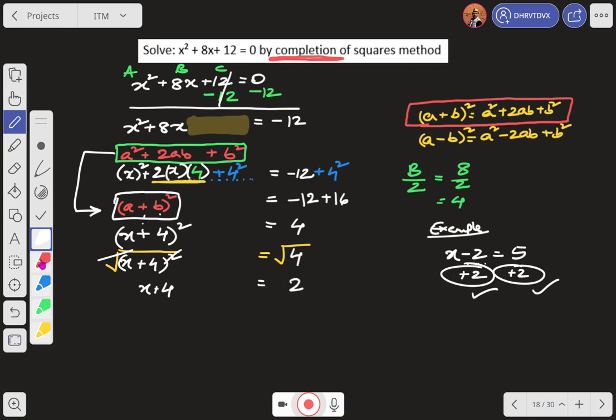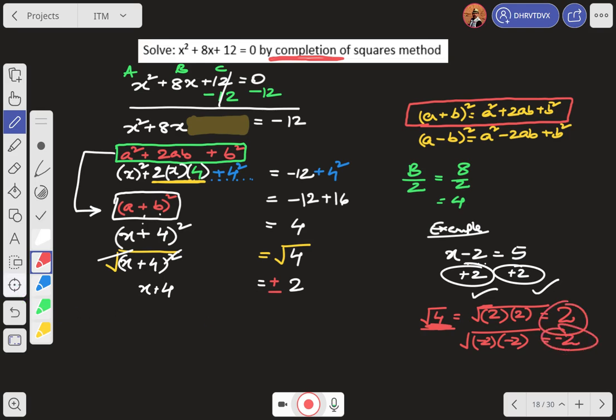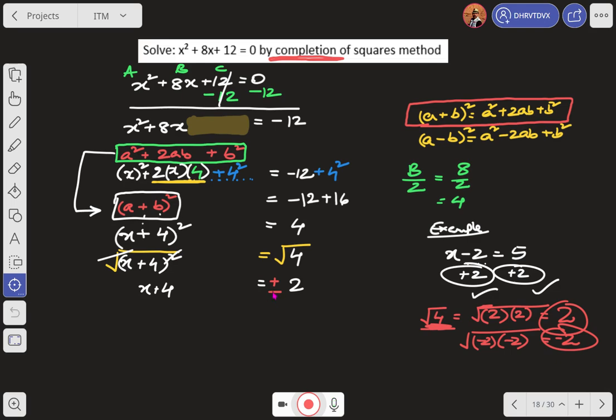Again, the majority of the students tend to make a mistake here. What is square root 4? It is plus 2 or minus 2, because the answer could be 2 times 2, that gives us 4. How about taking negative 2 multiplied by negative 2? Still, that gives 4, right? So the answer could be negative 2 also. Therefore, combining these two, we take positive 2 or negative 2.